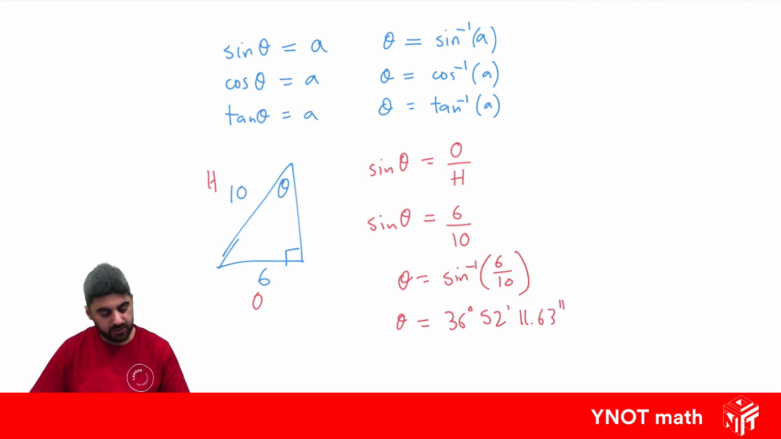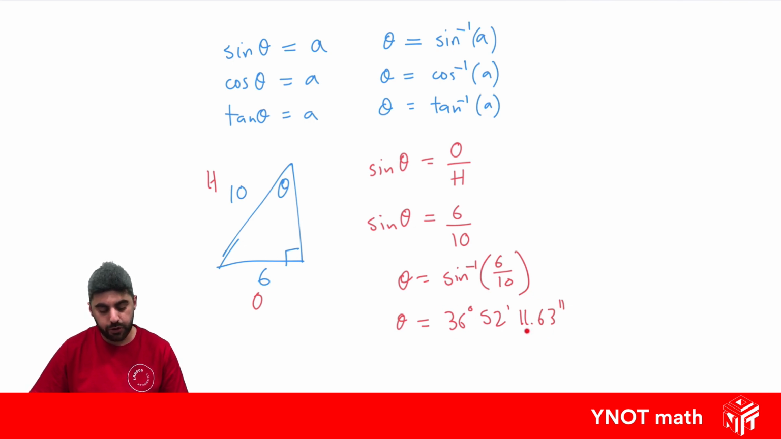Yours might come up as a decimal, but you can hit the degrees, minutes, seconds button on the calculator to give your answer in degrees, minutes, and seconds. Now, if we wanted to round it, the first number is degrees, the second number is minutes, and the third number is seconds. There's 60 seconds in a minute, and there's 60 minutes in a degree. Very similar to time, where you can think of degrees as hours.